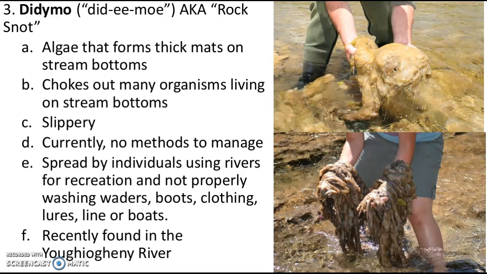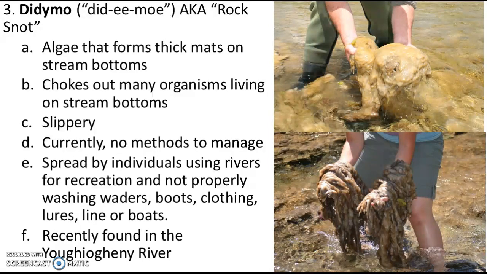Another example of an invasive species in our area is called didymo, or rock snot. This is an algae that literally covers the entire bottom of stream and riverbeds, causing the microorganisms that typically reside there to not be able to survive. It's incredibly slippery, and right now there are no ways that we know of to manage it other than to dredge the bottom of these streams or rivers and essentially scoop it out.